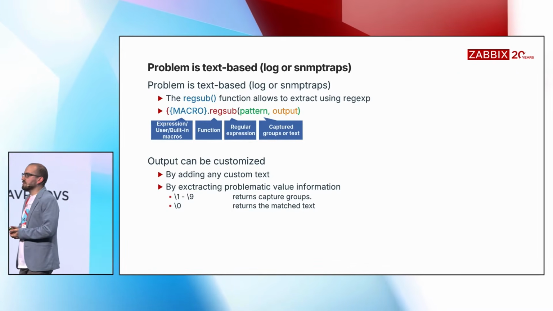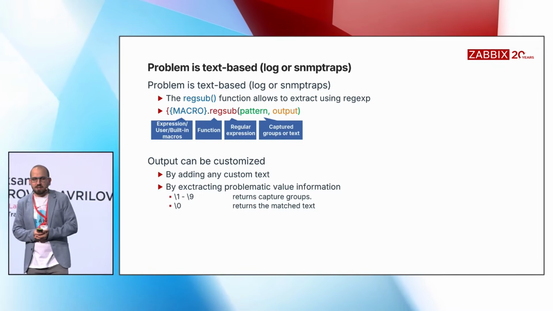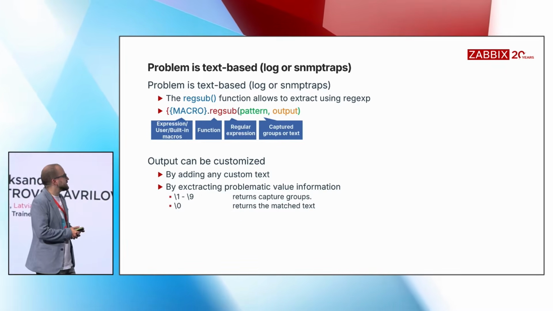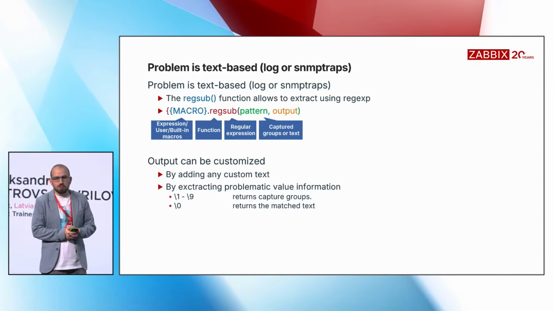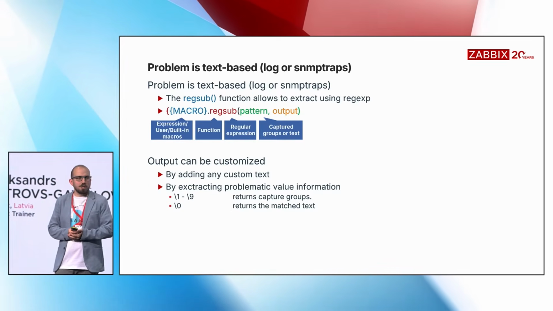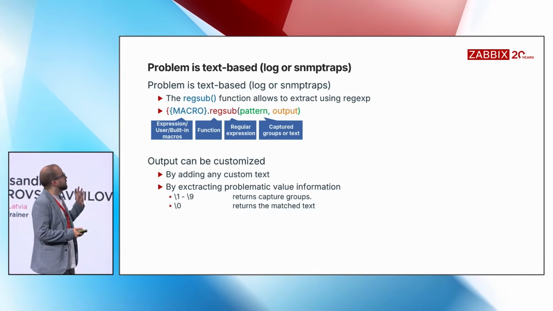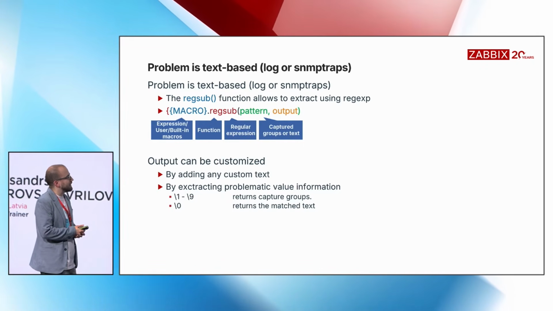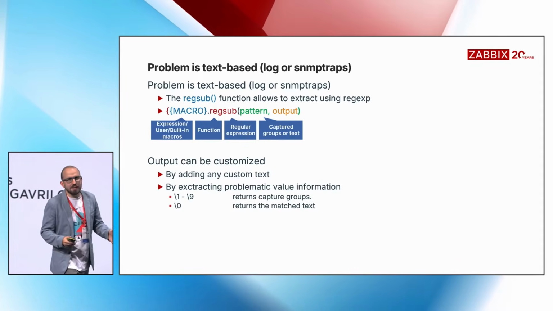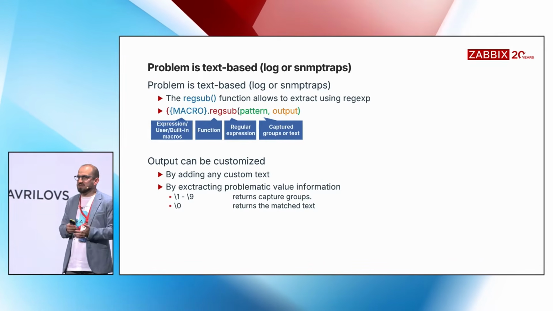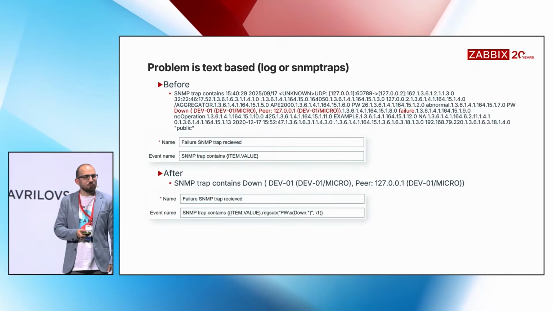Okay, let's say we monitor textual information, so let's say we monitor SNMP traps or log files. It's a frequent situation and always a bit of a problem to put it in the name without making it too hard to read. We can use the regsub macro, which will allow us to extract the value, something that matches a specific pattern, and make it readable.